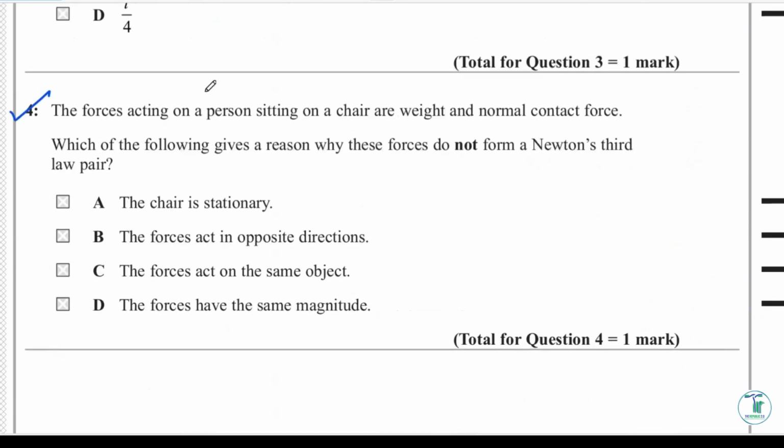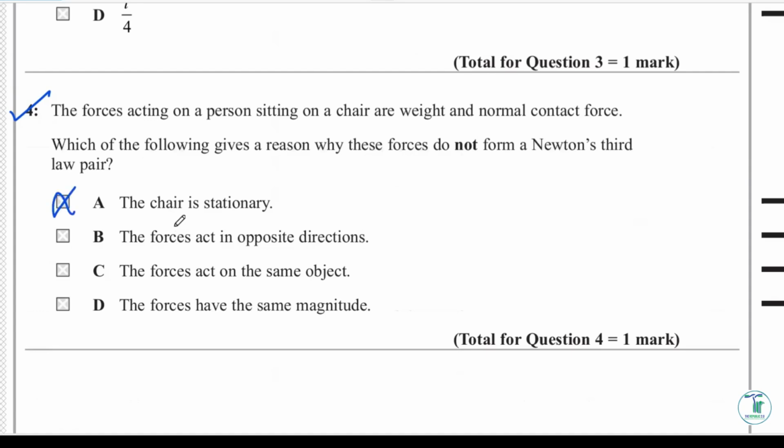Now you've got this question number 4. The forces acting on a person sitting on a chair are weight and normal contact force. Which of the following gives a reason why these forces do not form a Newton's third law pair? So first of all, the chair is stationary. Well, whenever Newton's third law pair of forces act on a body, the body has to be stationary. So that is why you cannot go with option number A.